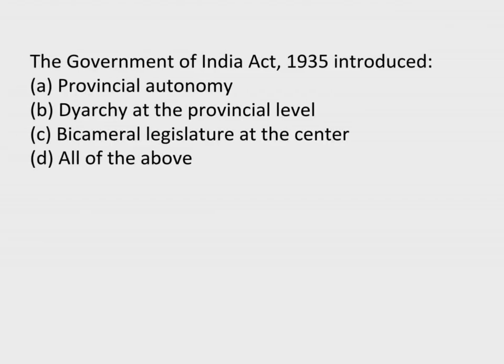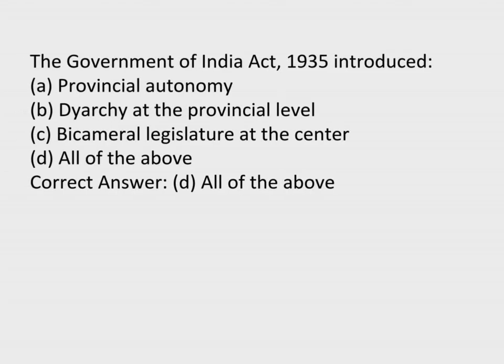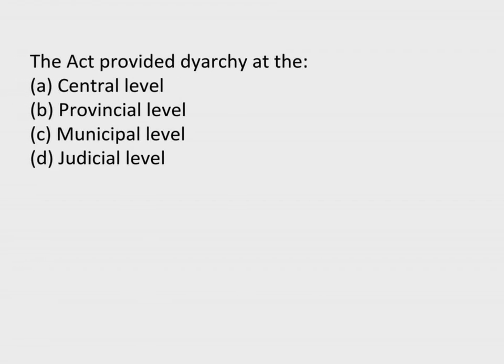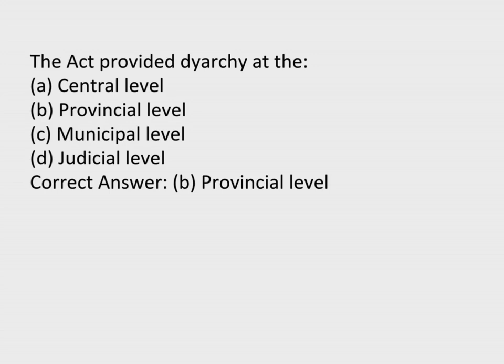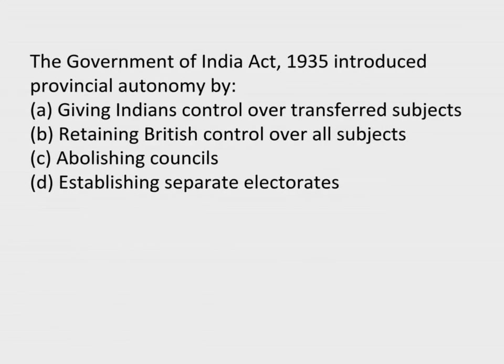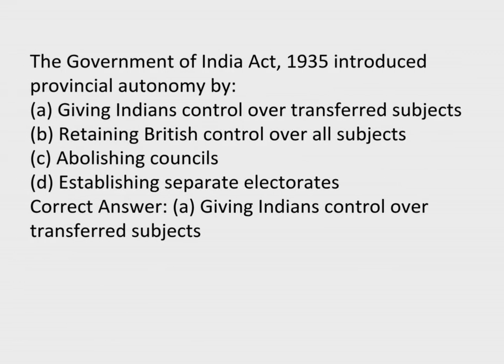6. The Government of India Act, 1935 introduced. Correct answer, D. All of the above. 7. The Act provided diarchy at the. Correct answer, B. Provincial level. 8. The Government of India Act, 1935 introduced provincial autonomy by. Correct answer, A. Giving Indians control over transferred subjects.